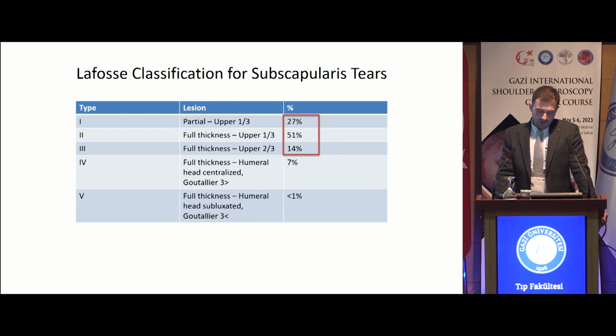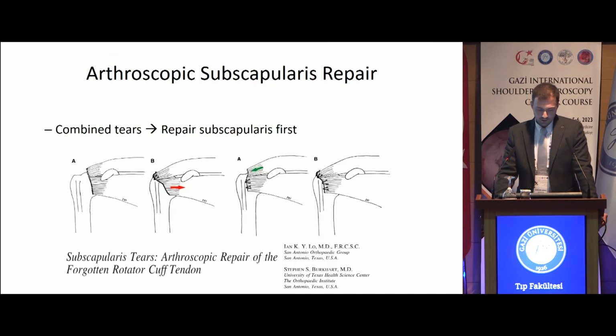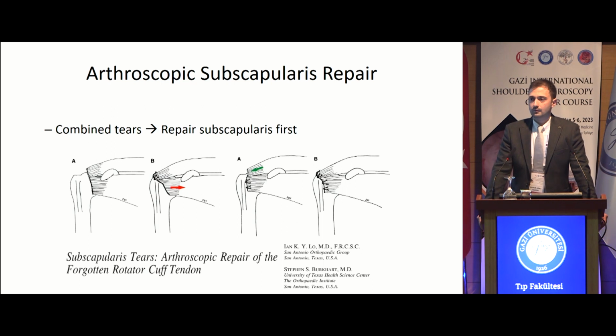In type 5 tears, heavy fatty infiltration has occurred, and you have to consider more advanced methods. Here you can see the arthroscopic view of Lafosse type 2 tears. This is a full thickness tear on the upper third. It can be repaired with a simple repair technique, but in a more advanced type of tear, you would need more advanced repair. As I said, these tears are more than 85% of the time accompanied by supraspinatus tears.